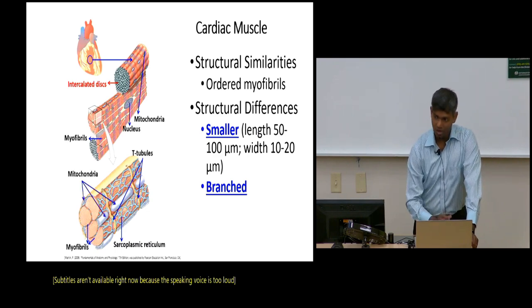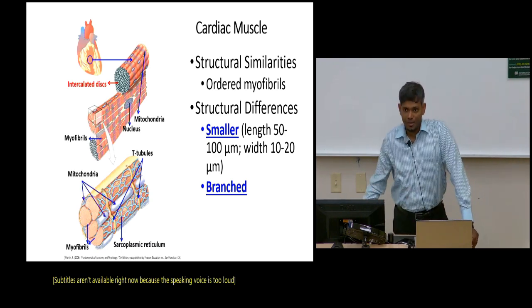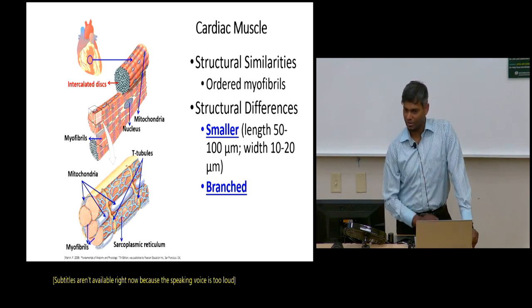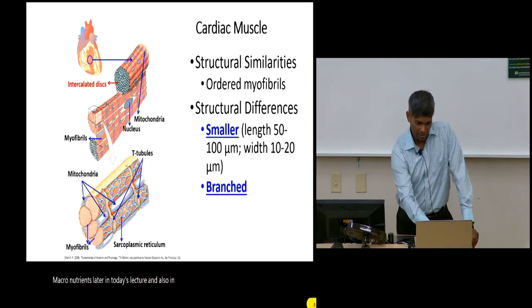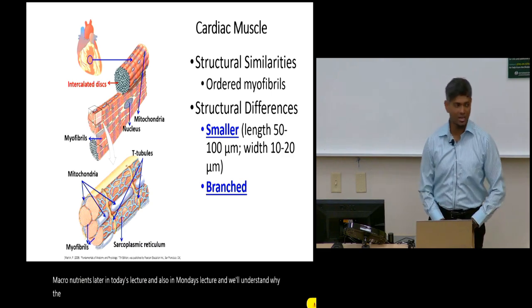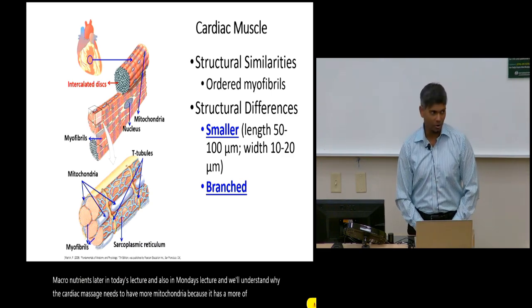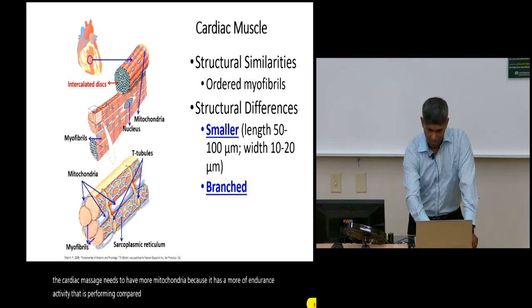We also notice that there's a lot of mitochondria in the cardiac myocyte, and we will talk about how the body is making ATP from different macronutrients later in today's lecture and also in Monday's lecture, and we'll understand why the cardiac muscle needs to have more mitochondria, because it has more of an endurance activity it is performing compared to skeletal muscles.